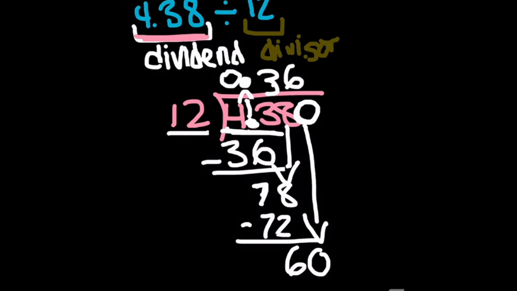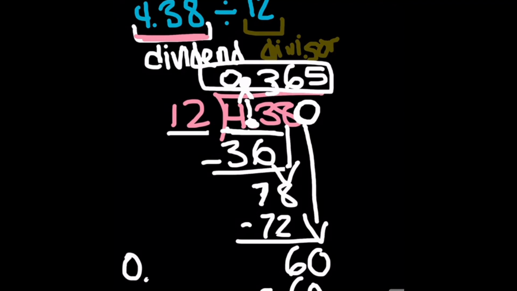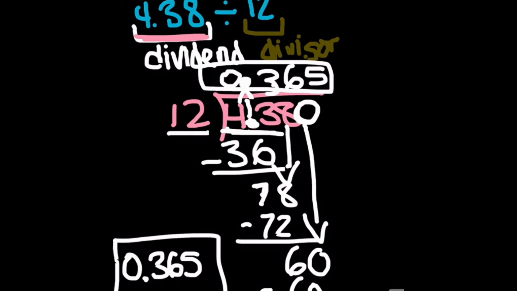Normally, you would probably have to put a remainder, or a decimal, or a fraction. But you don't have to do that now. You could just bring it down and not worry about it. Because we know 12 goes into 60 how many full times? 5 times. 60 minus 0. So your final answer is 0.365. Hopefully you got that one right.